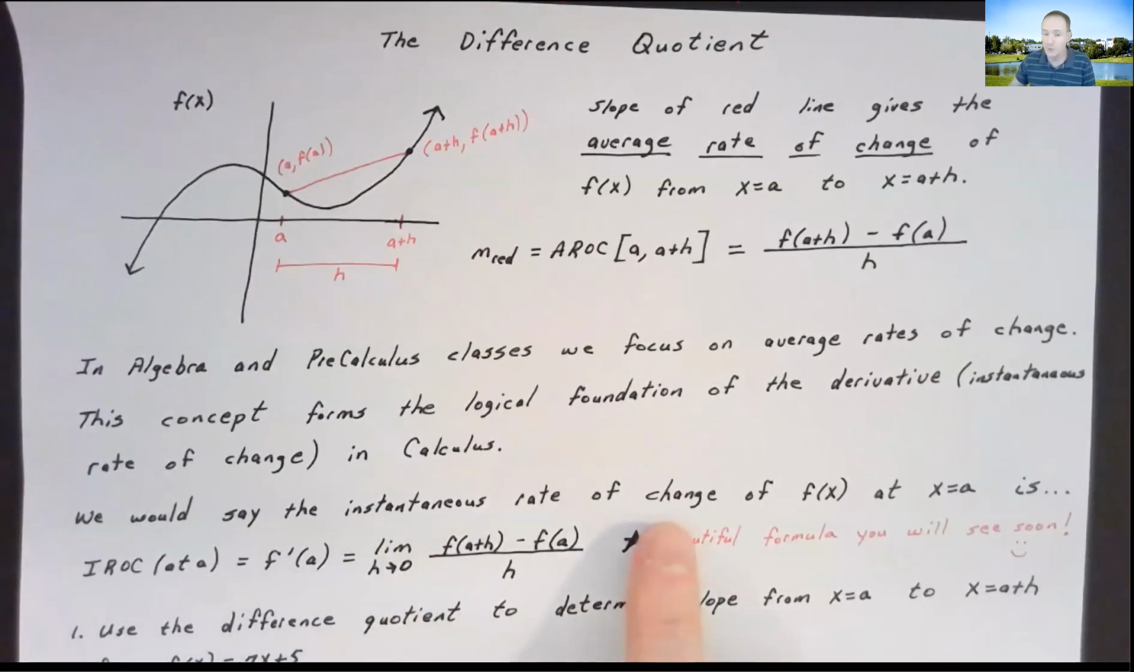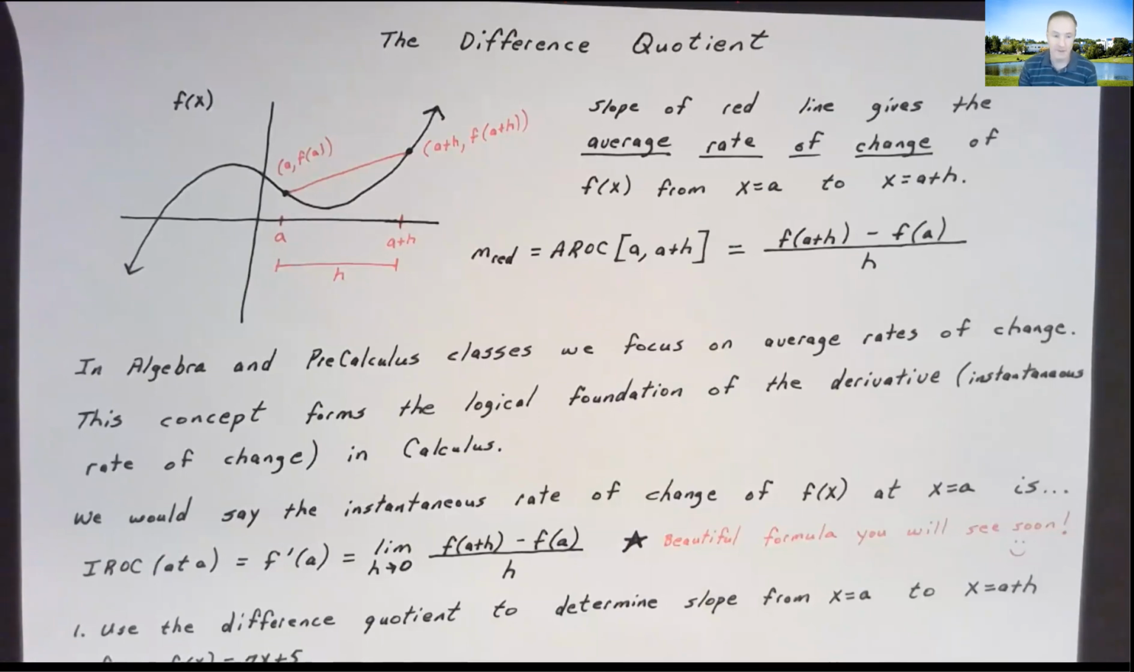Now, you won't have to worry about this in a pre-calculus class, but I just wanted to show you the foundation, where this is leading to. We would say the instantaneous rate of change of f of x at x equals a.